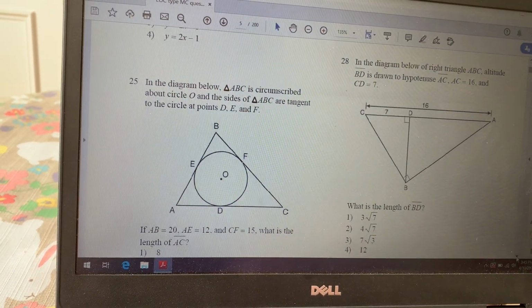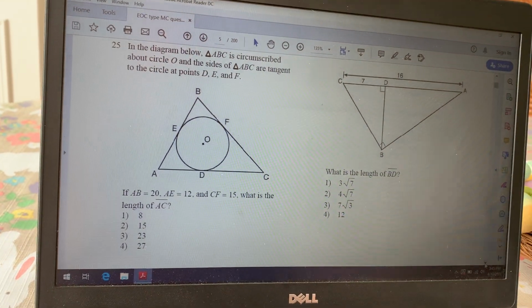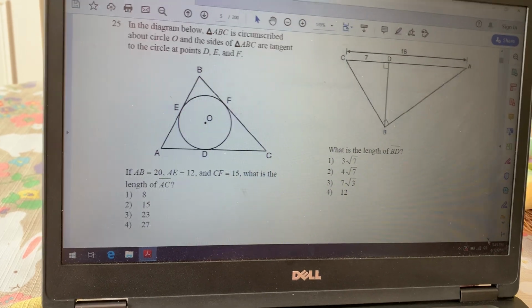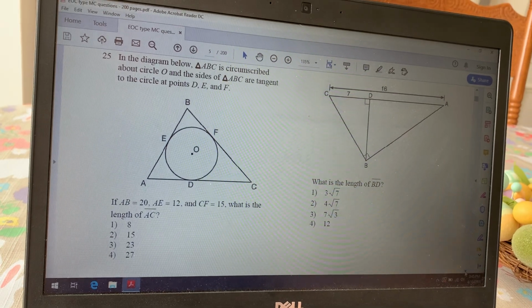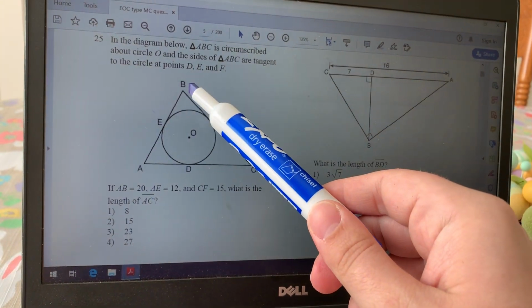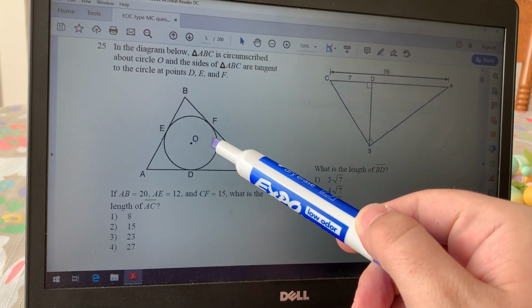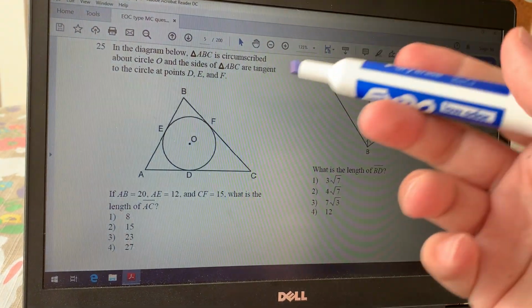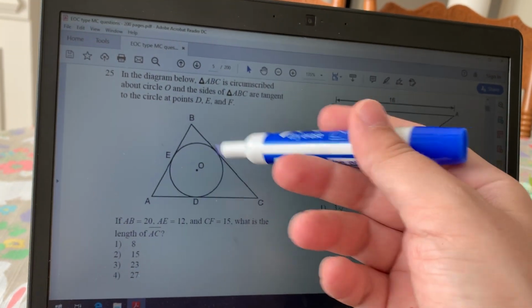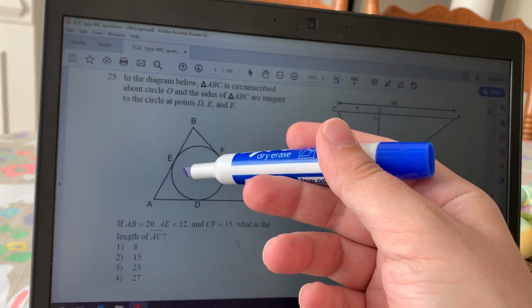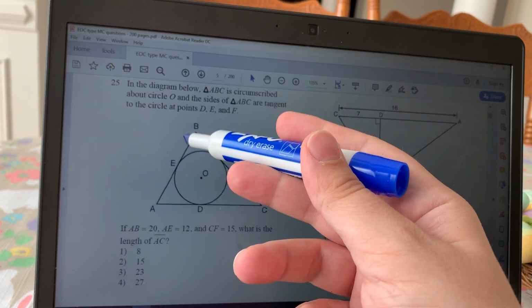All right, number 25. Almost the same problem we saw on the last video. It's set up a little different, the words are a little different. It says triangle ABC is circumscribed about circle O, so it's drawn outside of the circle where the circle is touching it. The sides of ABC are tangent to the circle at points D, E, F. So again, I've got tangent segments. It tells me AB is 20.